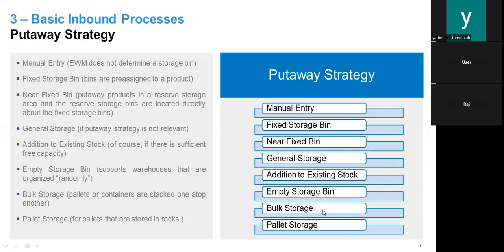And bulk storage is when we receive some kind of very big machines, or the product is very big in size. Okay, so we cannot keep that in the racks, so it is just stored at the ground level. So then we can set up the bulk storage. So the pallet storage is nothing but a high rack, so it always stores the pallets.